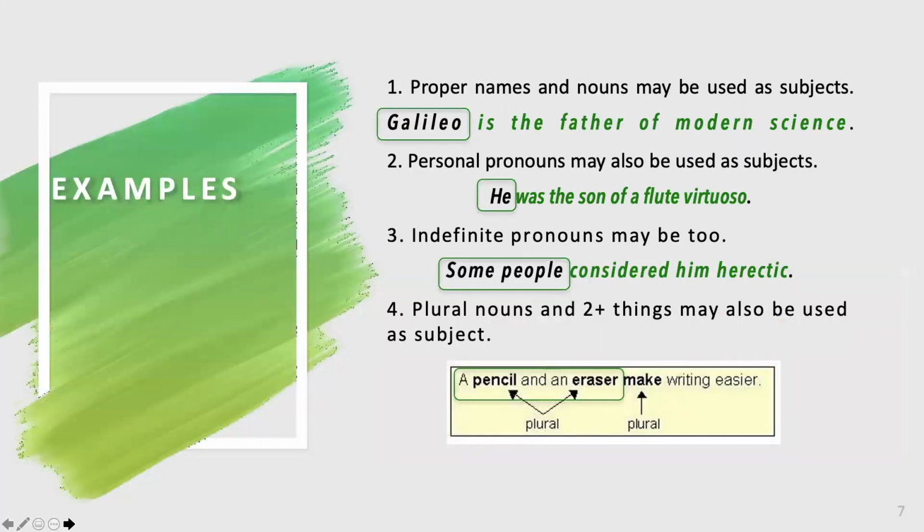Here you have some examples. Some proper names and nouns may be used as subjects, like in this case, Galileo. Personal pronouns: he, she, it, we. Some indefinite pronouns like some people, or plural nouns, and two or more things may also be used as a subject.